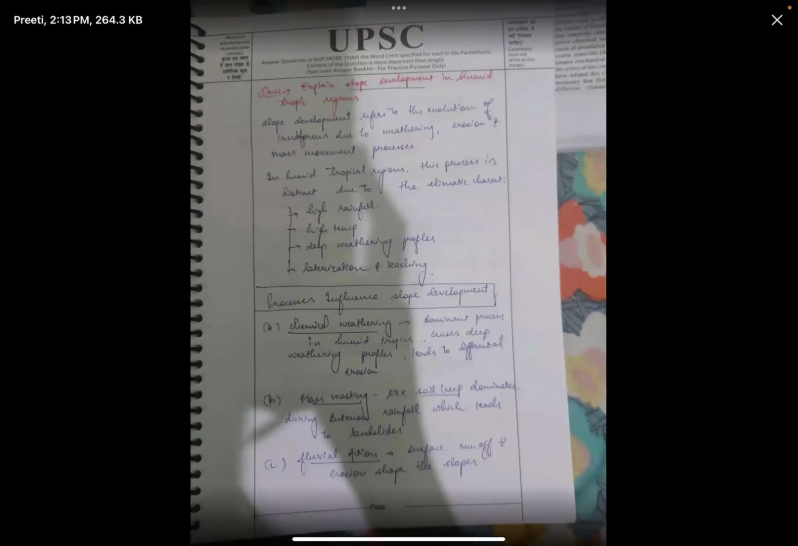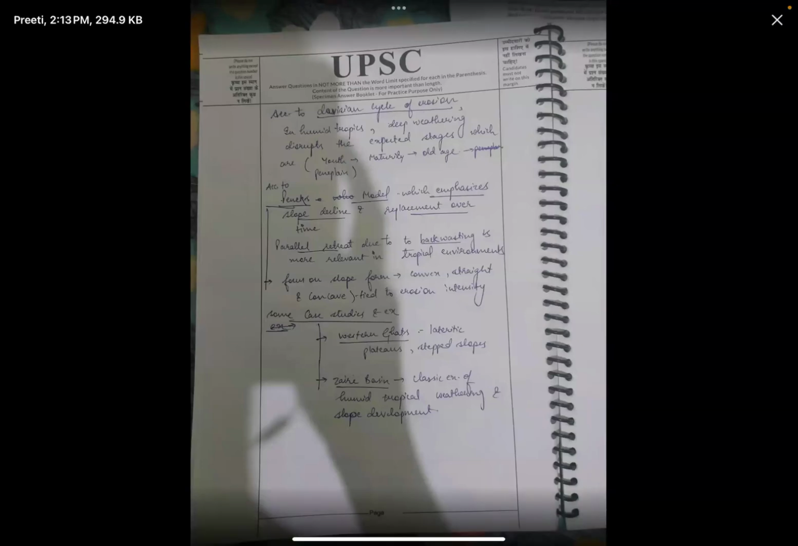Okay, explain the slope development in humid tropical region. Evolution of landmass due to weathering and mass movement processes. Higher rainfall, high temperature, deep weathering profiles, laterization, leaching, mass wasting, fluvial erosion. Davisian cycle of erosion, humid tropical, deep weathering disrupts the expected cyclic nature. Youth, maturity, old.